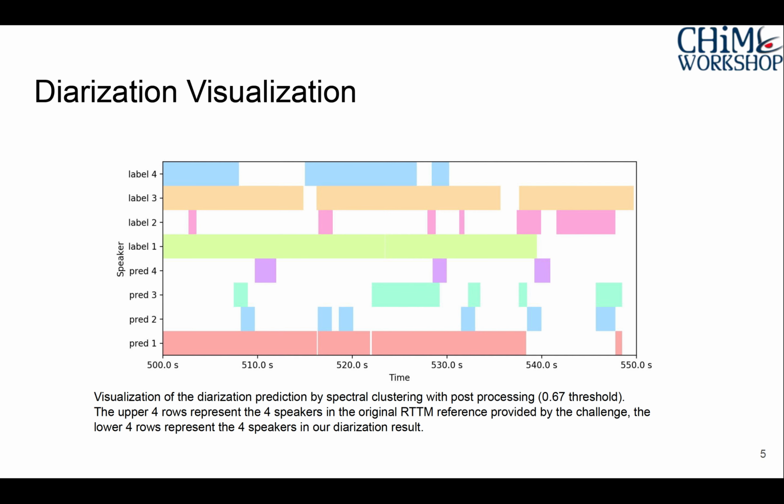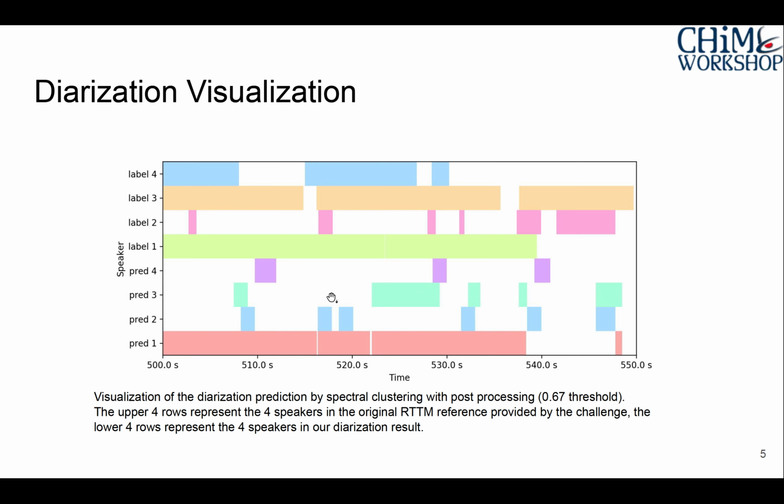And here is the visualization of our diarization result and the ground truth reference. As you can see, the upper 4 rows represent the 4 speakers in the original RTTM reference, and the lower four rows represent the four speakers in our diarization result. So as you can see, even though we consider some overlaps in our prediction, like this part or this part, it looks like there are still many missing speech in our prediction.